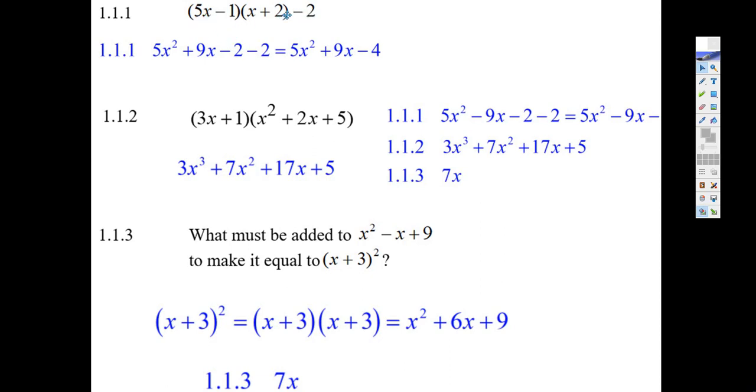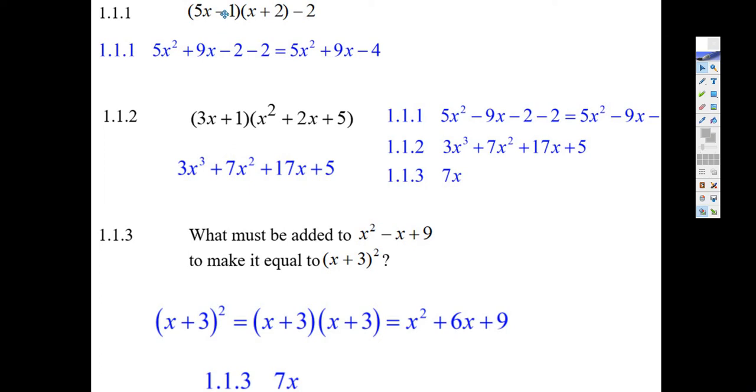Well, this is a FOIL situation. We have to go 5x times x, we get 5x squared. Now, there's an outside one, 5x times 2, that gives us 10x. And then there's an inside product you have to do. The minus 1 times x is minus 1x. Well, the 10x minus the 1x, that gives you 9x.